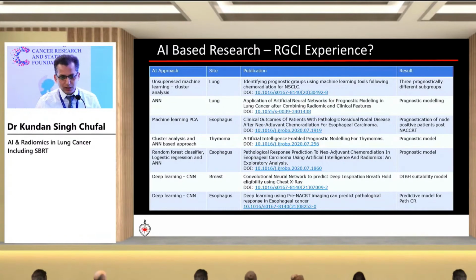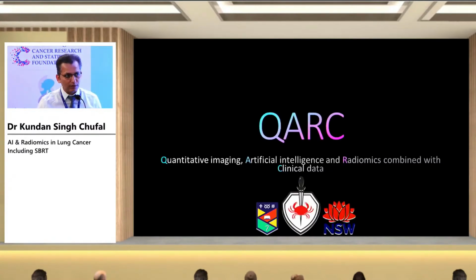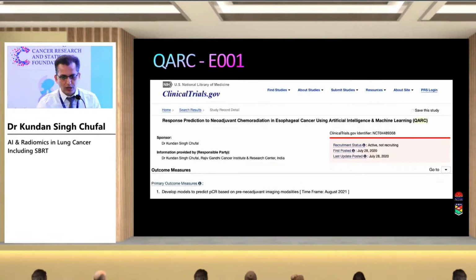We have many publications with regard to deep learning and AI. We have been publishing these features, though we haven't done anything regarding the SBRT part, but we are doing it for esophagus. This is basically quantitative imaging, artificial intelligence, and radiomics combined with clinical data. We have a collaboration with an Australian institute and Keele University from the UK. And this is already registered in clinicaltrials.gov.